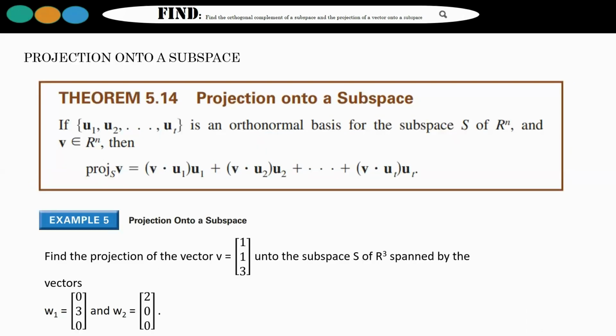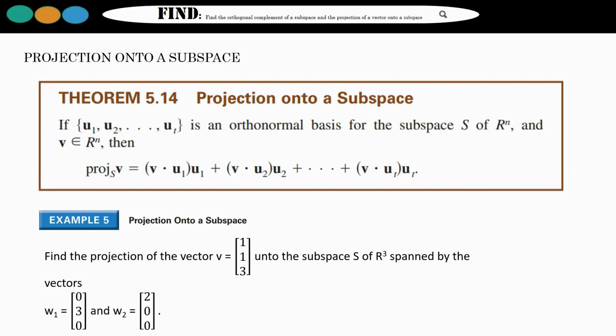Projection onto a subspace. We have here theorem 5.14, the projection onto a subspace, where if u sub 1, u sub 2, up to u sub t is an orthonormal basis for the subspace S of R to the n power, and V is an element of R to the n power, then the projection of vector V onto S is equal to V times u sub 1 times u sub 1, plus V times u sub 2 times u sub 2, up to V times u sub t times u sub t.